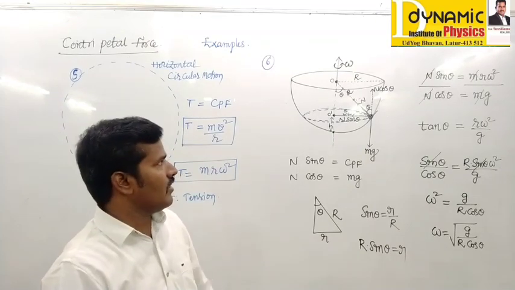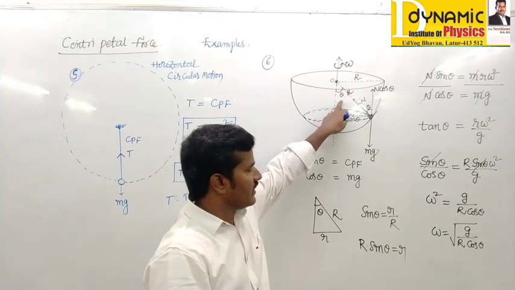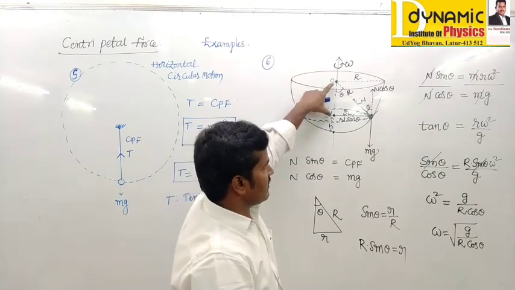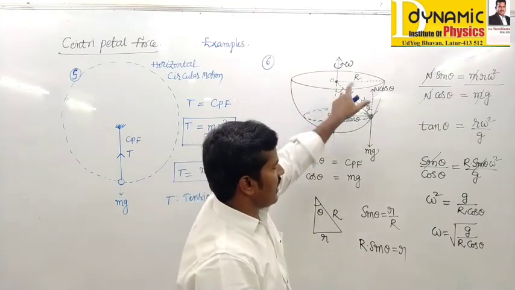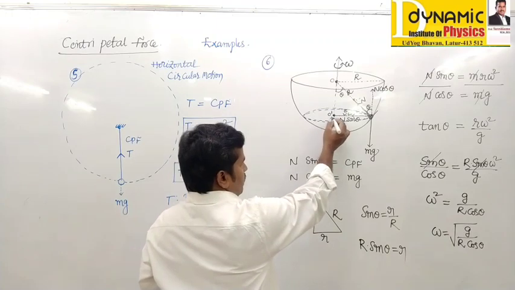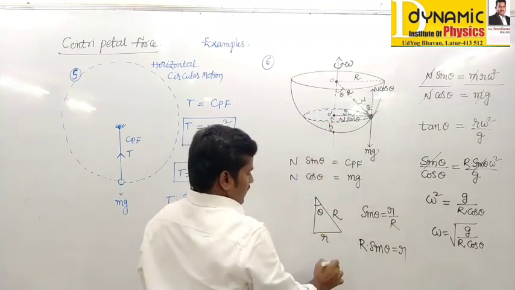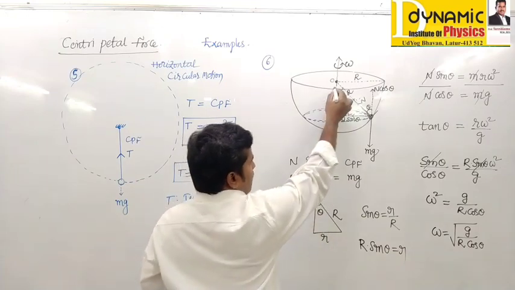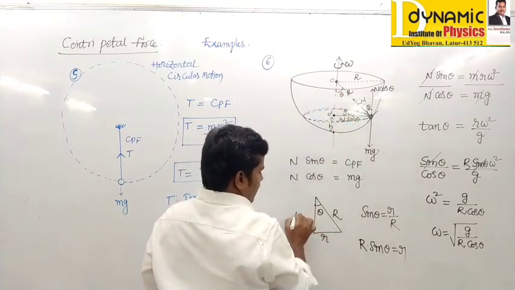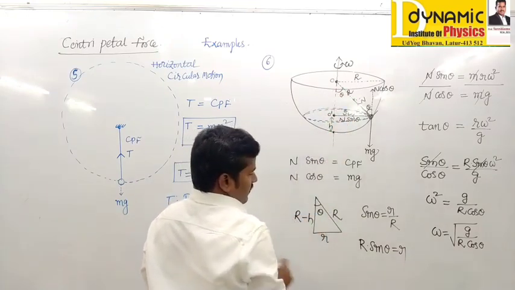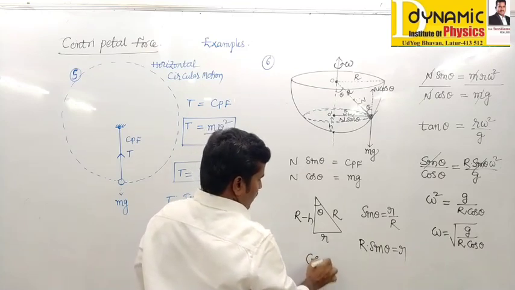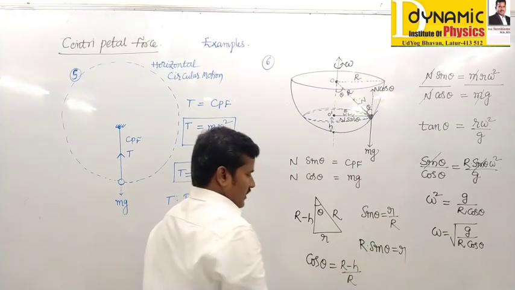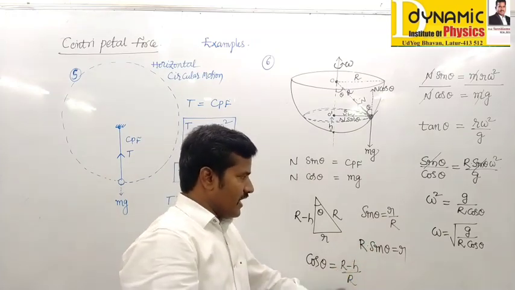This is omega. We don't know the cos theta. Suppose cos theta is written as this adjacent side upon hypotenuse. This value we know, the height. Then here cos theta is written with this total being r, and this part r minus h. Then cos theta is written as r minus h upon r.